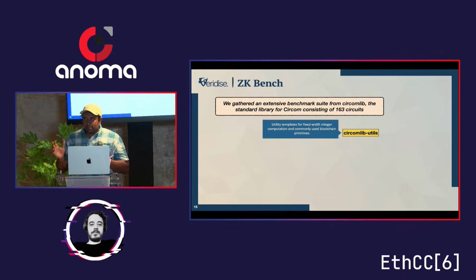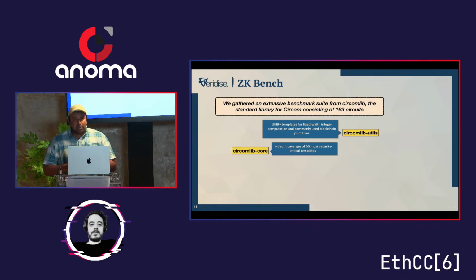We broke up this data set into two individual benchmarks. One we call Circomlib-utils, which is basically utility templates for fixed-width integer computation, as well as some blockchain primitives. The other we call Circomlib-core, which is the 50 most security-critical templates in Circomlib.